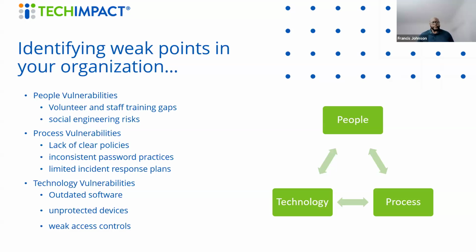We've got a list here of a few under each section. With people vulnerabilities, we're talking about staff training gaps, like a lack of security awareness training. Social engineering and risk. Again, I think that ties into training, quite frankly, helping your staff members and employees at least be prepared for things like phishing attacks. On the process side is lack of clear policies and inconsistent password practices, and on technology, outdated software, etc. This is a shortened list. It could go on for a while, but obviously we wanted to summarize this.